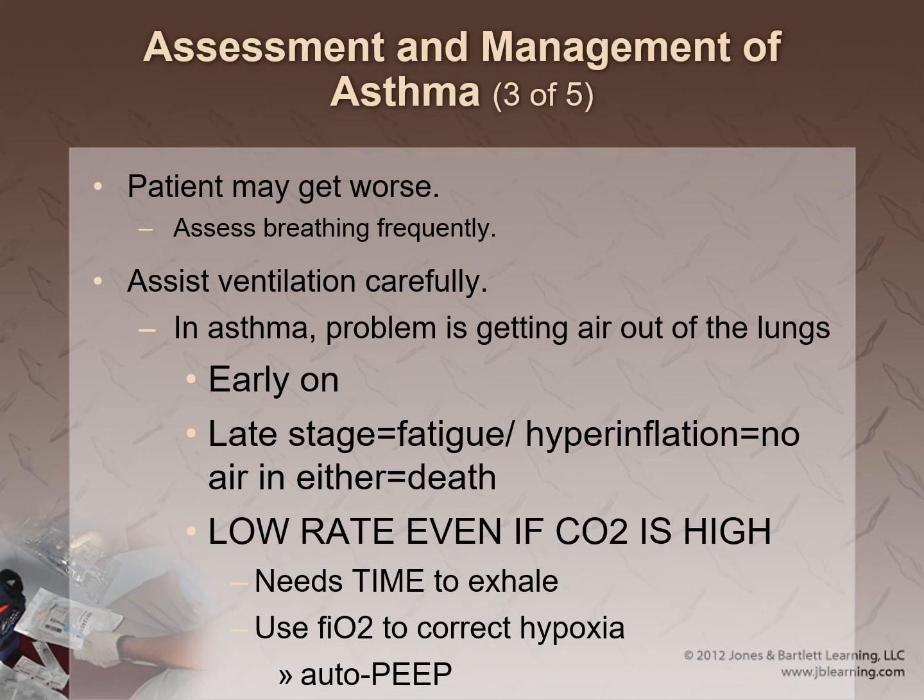And their CO2 may be off the chart, right? This whole target 35 to 45 thing is true under general circumstances. However, in these patients, that number may be significantly higher, and you do not need to speed your rate up. You will end up making it worse because you're going to prevent any CO2 from getting out as you speed your rate up and shed expiratory time.